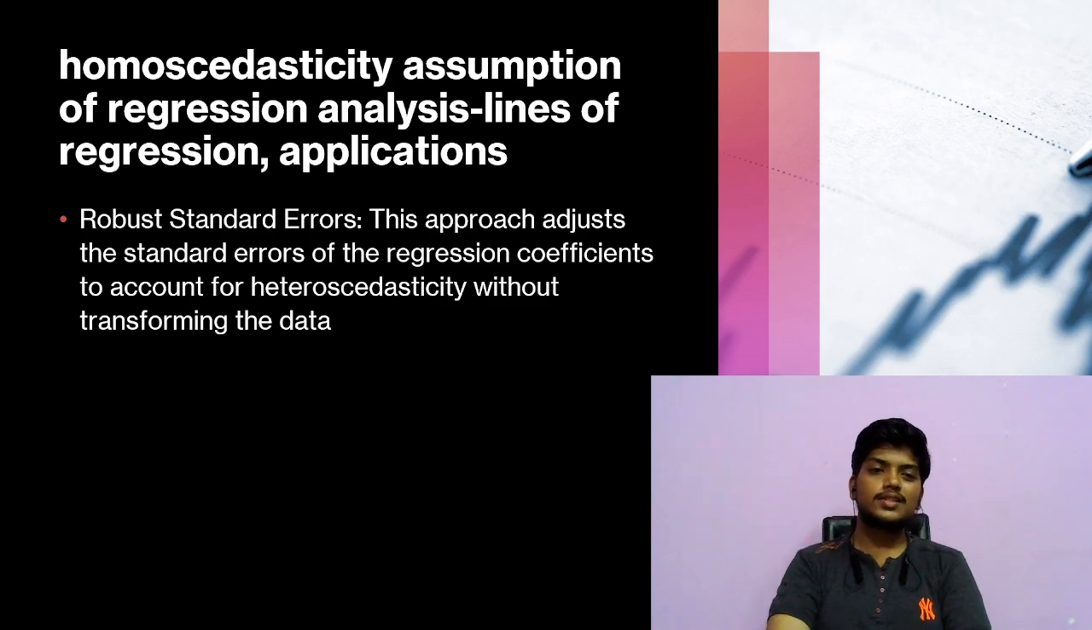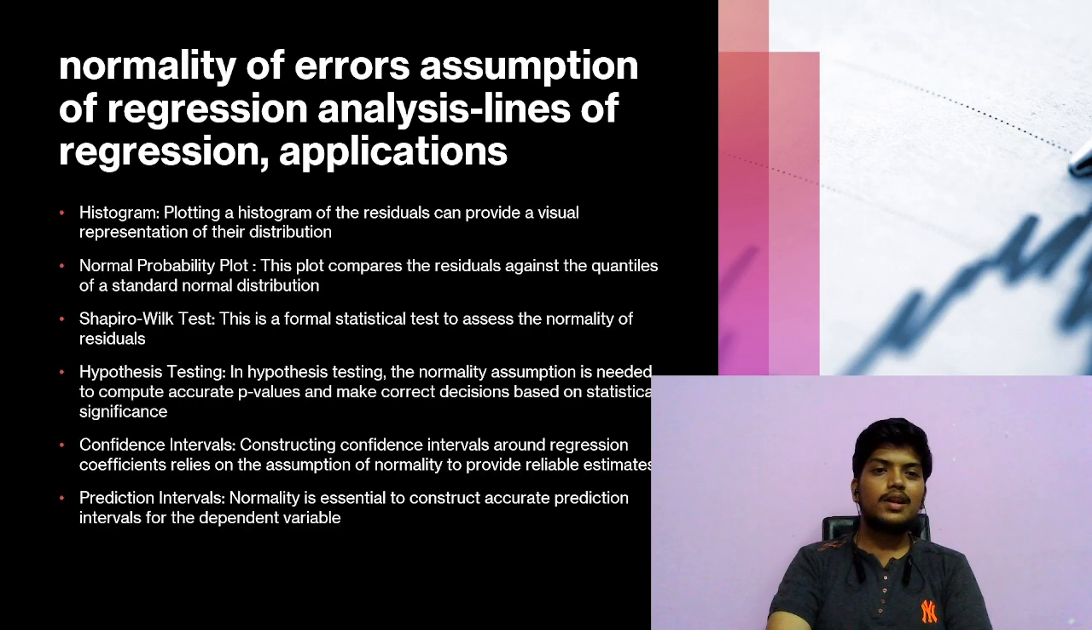In normality of error assumptions, we have the histogram, normal probability plot, Shapiro-Wilk test, hypothesis testing, confidence intervals, prediction intervals. A histogram of residuals can provide a visual representation of the distribution.